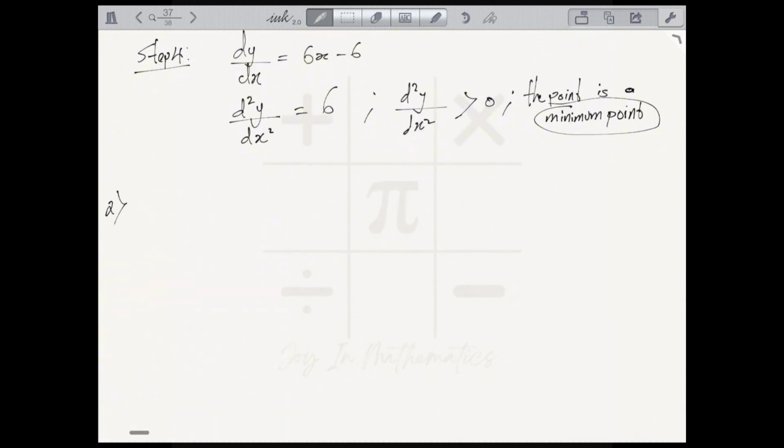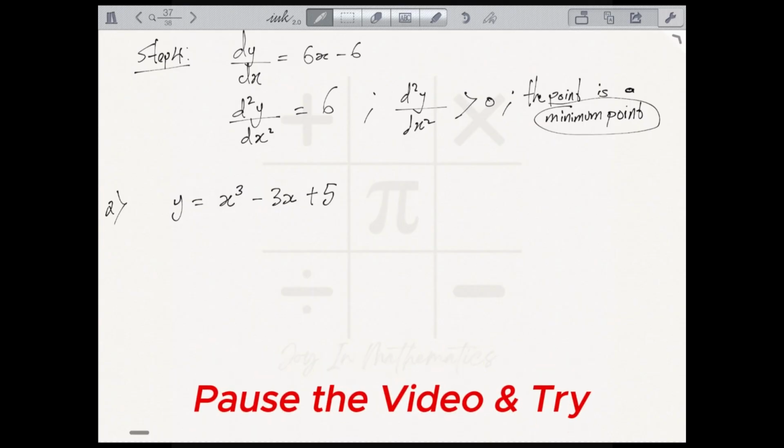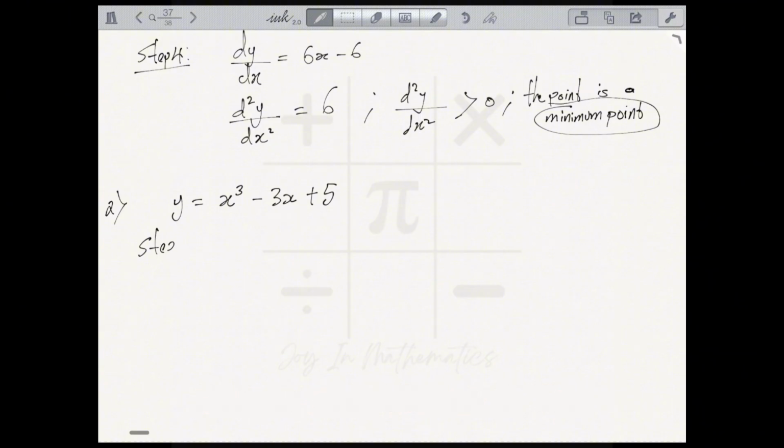Number 2. Let's take, for instance, we are given the equation of the curve y = x³ - 3x + 5, and we are asked to determine the turning point, its stationary points and the nature. The first thing to do in step 1 is to evaluate dy/dx. dy/dx is equal to 3x² - 3.